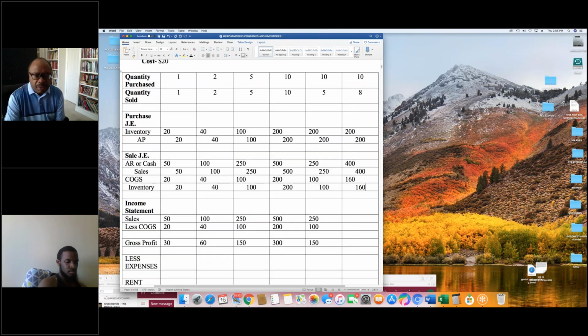And we get ready to do, okay, how much money have we made just on selling the shoes? We sold them for 400. How much did they cost us? 160. So what is our gross profit on the shoes? 240.